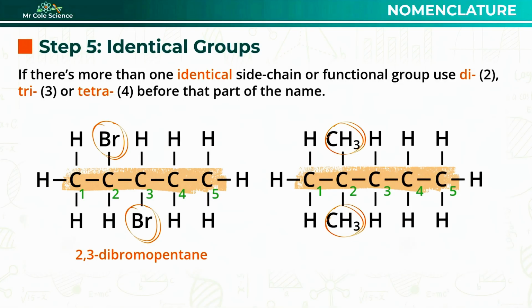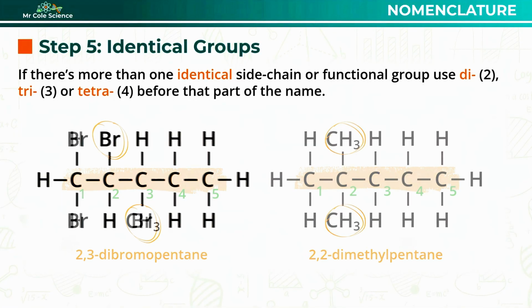So we include step 5 as we have identical side chains, finally giving us 2,2-dimethylpentane as our complete IUPAC name. Notice that both locant numbers have been given. I can't just say 2-dimethylpentane as that doesn't state where both methyl groups are. The important thing about IUPAC names is that they leave no room for ambiguity, so we have to give the locant numbers for all relevant parts.